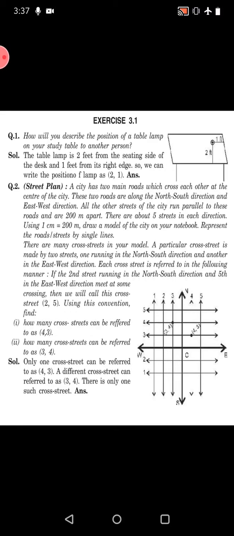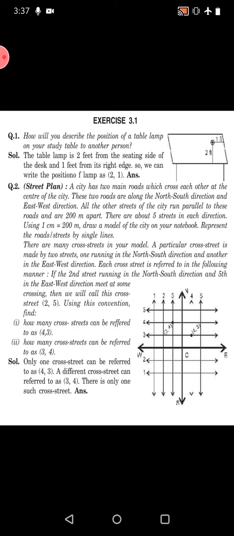Exercise 3.1, question number 1. How will you describe the position of a table lamp on your study table to another person? So, it is asked that if you want to explain or describe the position of a table lamp on your study table to another person, how you will describe it?